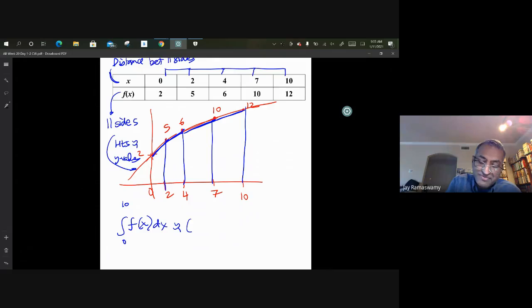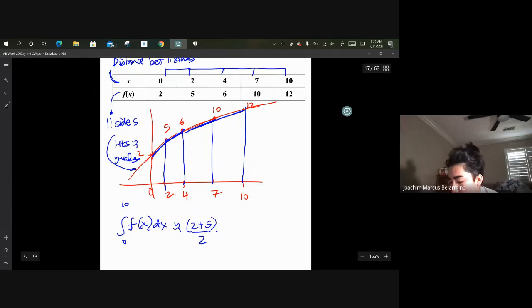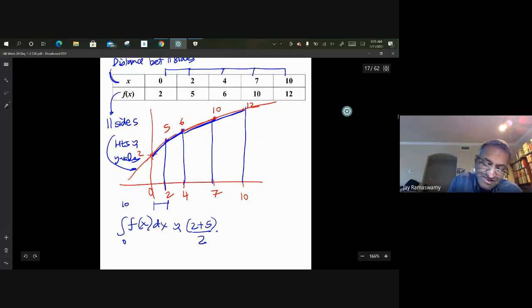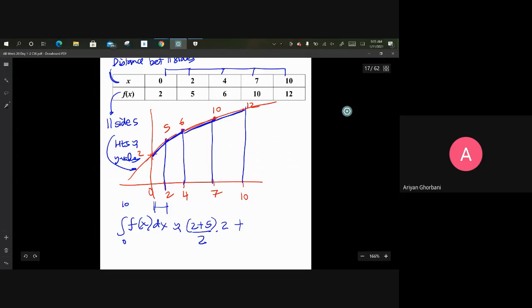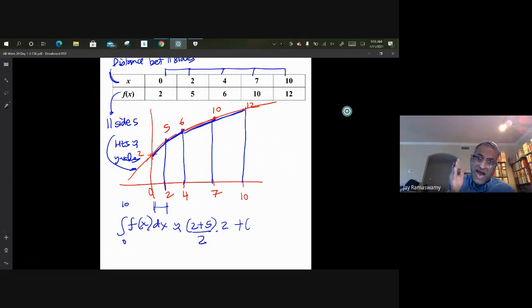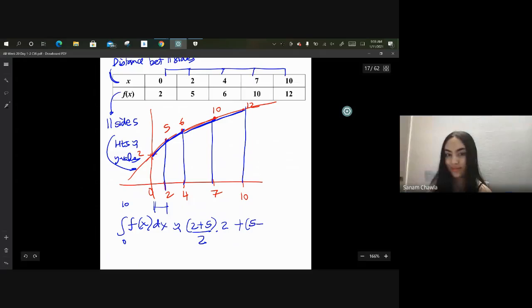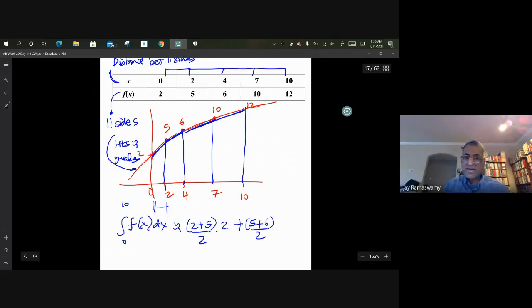So average of the first parallel sides: 2 plus 5 divided by 2, times what's the distance between the first 2 parallel sides? 2. Observe, I'm sketching for you. Let's do the same thing for the second guy. Plus, what's the average of the next parallel sides? 11 over 2 times 2. Kids are going to say, where is he getting 11 over 2 from? 5 plus 6 over 2. Times what's the distance of the next parallel sides? 2 again.